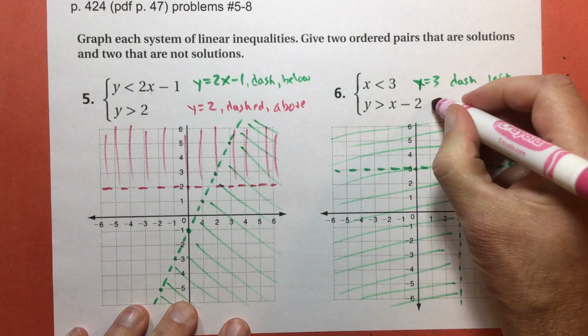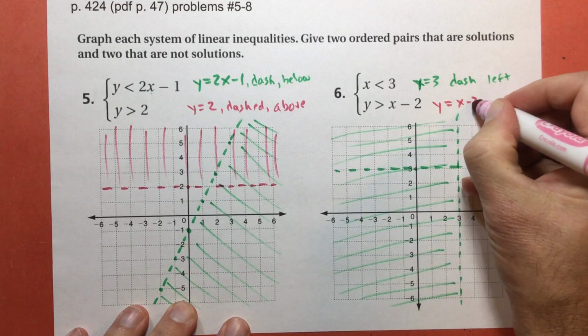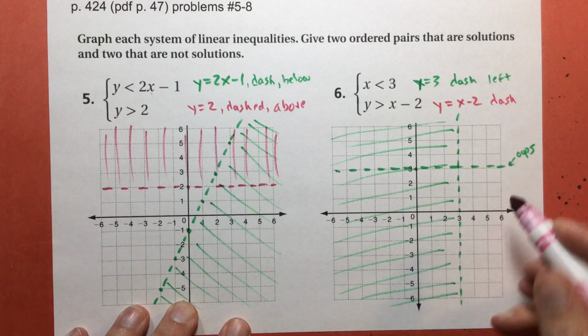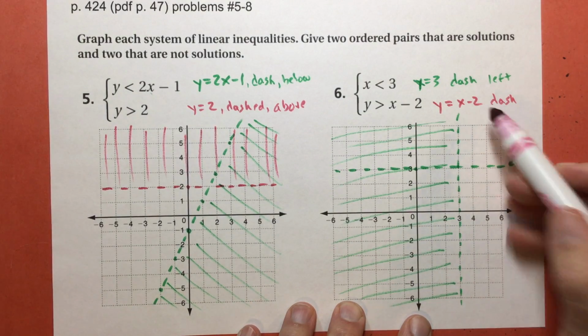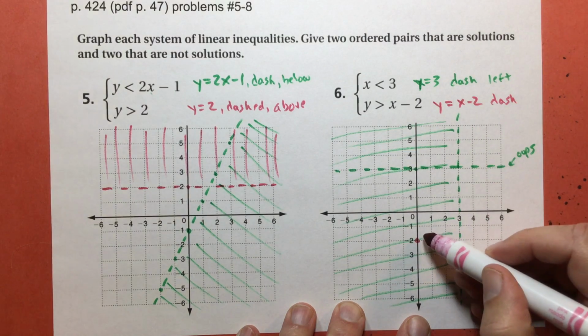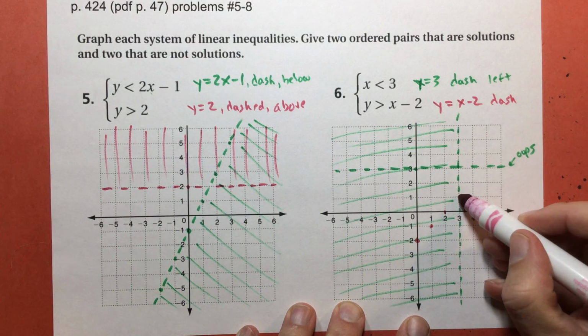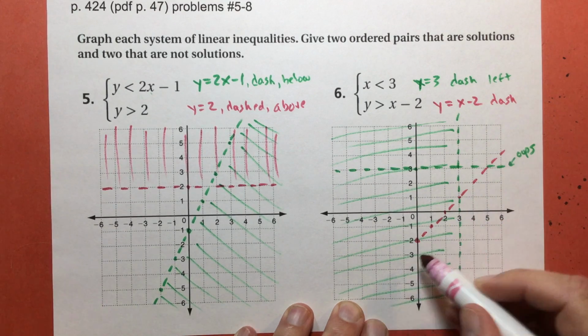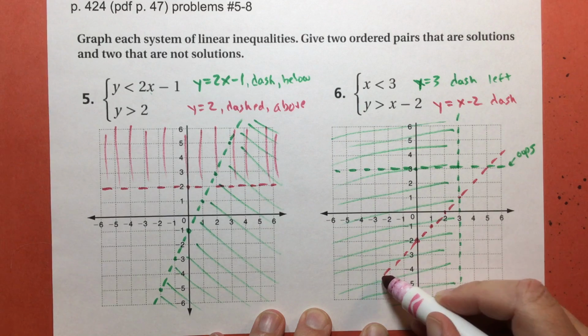For the second one, I got y equals x subtract 2. And I'm going to do it with a dashed line. So my y-intercept is -2, which is right here. And my slope is 1. So that's going to take me there, there, and there. So I'm going to go like this. And I got to go the other direction too.